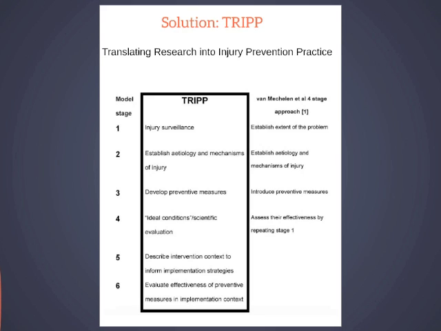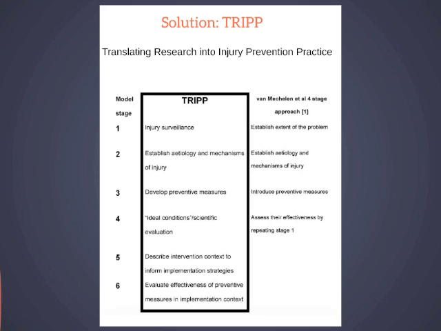Step 1 of the TRIPP framework is injury surveillance, with a standardized definition and reliable methods to determine the problem and the extent of the problem. Step 2 is to understand the etiology and mechanism of injury. We need to understand why these injuries are occurring. Step 4 is to identify possible solutions to this specific problem through a multidisciplinary approach including biomechanics, psychology, and sports medicine. As you can see, steps 1 through 4 of the TRIPP framework are very similar.